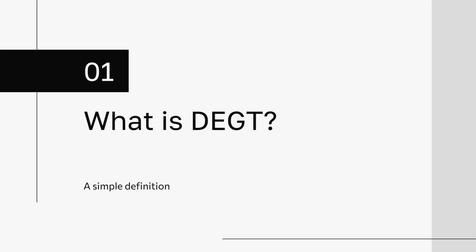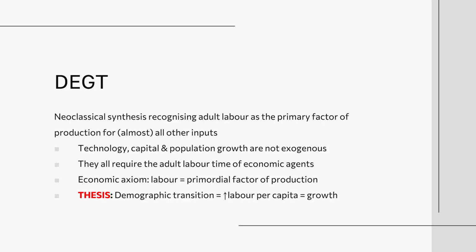So what exactly do we mean by DEGT? Simple definition and why we use this approach. Effectively, demographic endogenous growth theory attempts a neoclassical synthesis of the effect of demography on the economy that recognizes adult labor as the primary factor of production for other inputs.